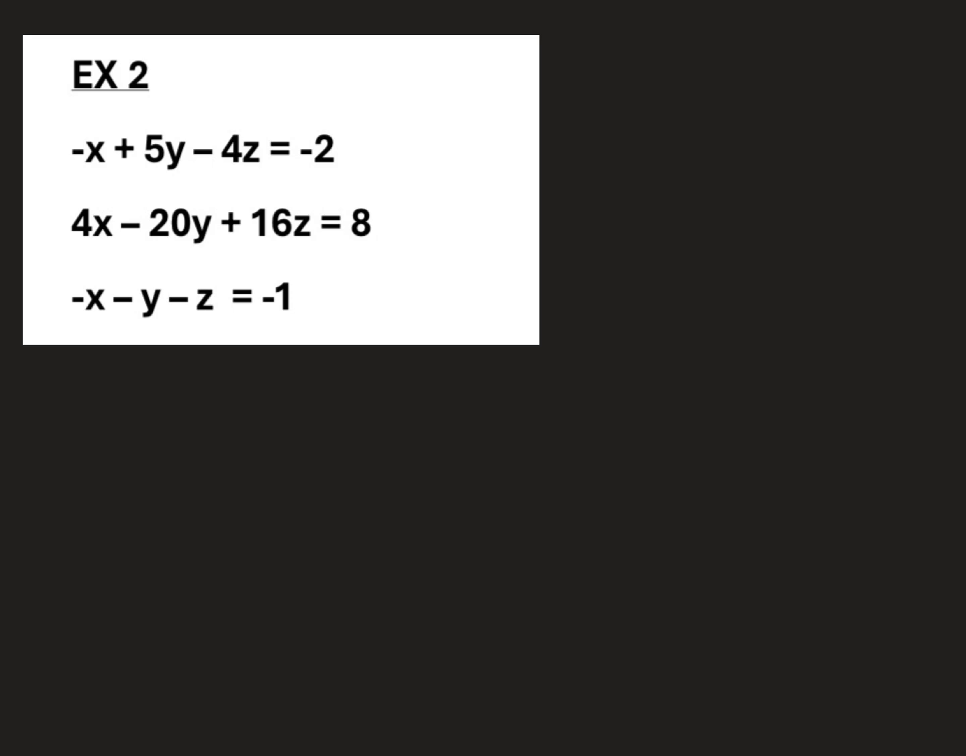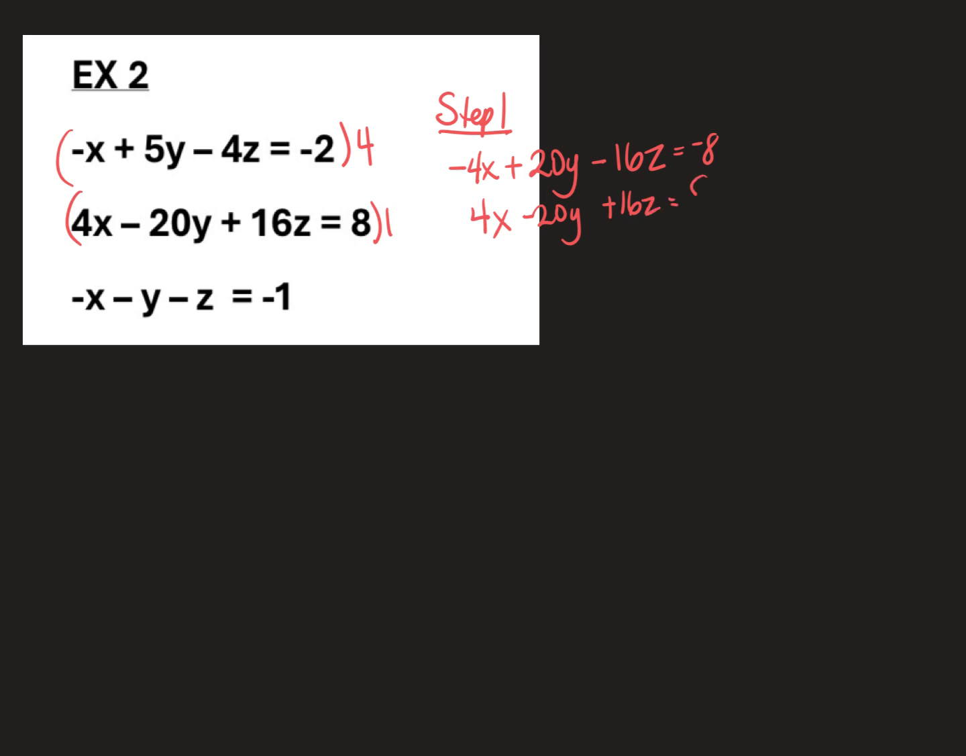Let's eliminate x for this first one. So step 1, I'm going to multiply everything by 4 on the top and multiply everything by 1 on the second one. So I'm going to have negative 4x plus 20y minus 16z equals negative 8. And then I'm going to have 4x minus 20y plus 16z equals positive 8. Negative 4x and positive 4x, when you add them, go away. 20y plus negative 20y, that goes away. Negative 16z plus 16z, that goes away, so I'm left with 0 on the left. Negative 8 plus 8 gives me 0 on the right.